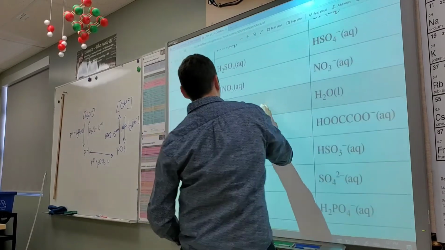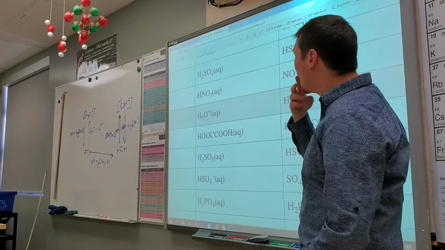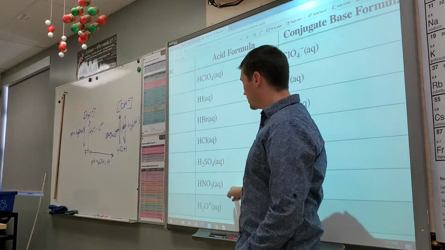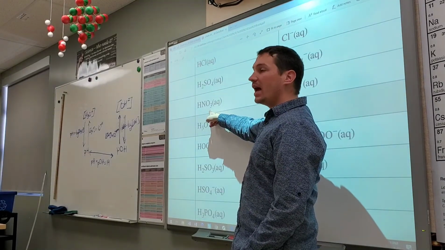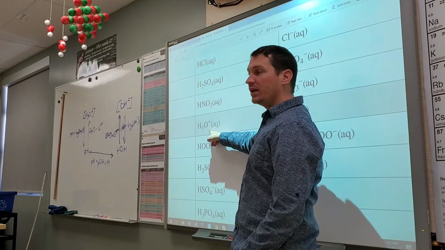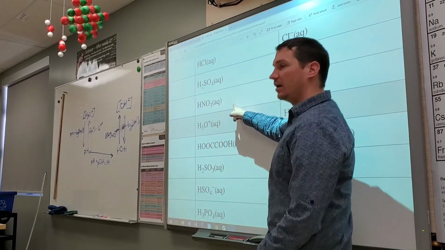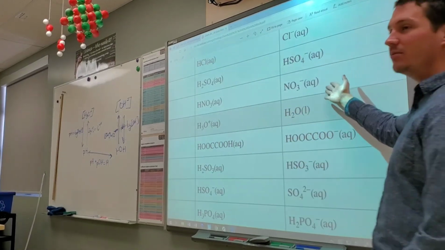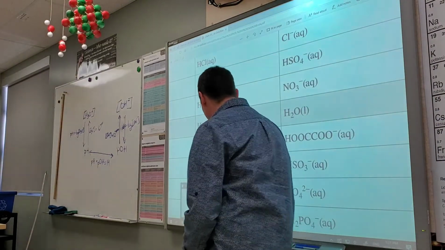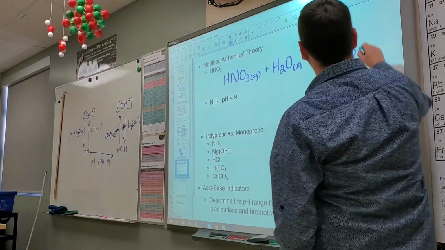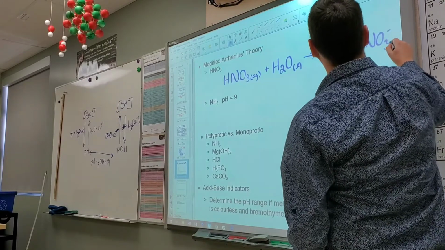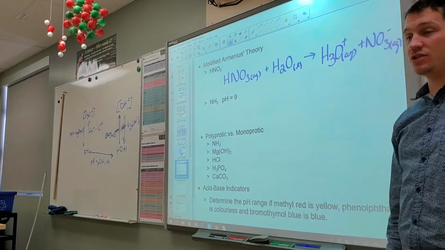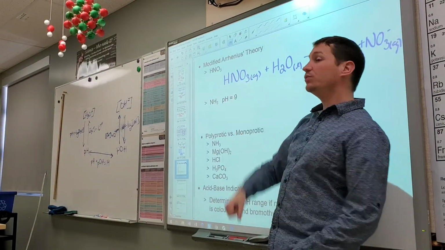Let's look at HNO3. It's under the acid column, so we see HNO3. So this is an acid, right? When it reacts with water, it's going to make hydronium, but what's it also going to make? It's going to make NO3 minus, right? Plus NO3 minus.